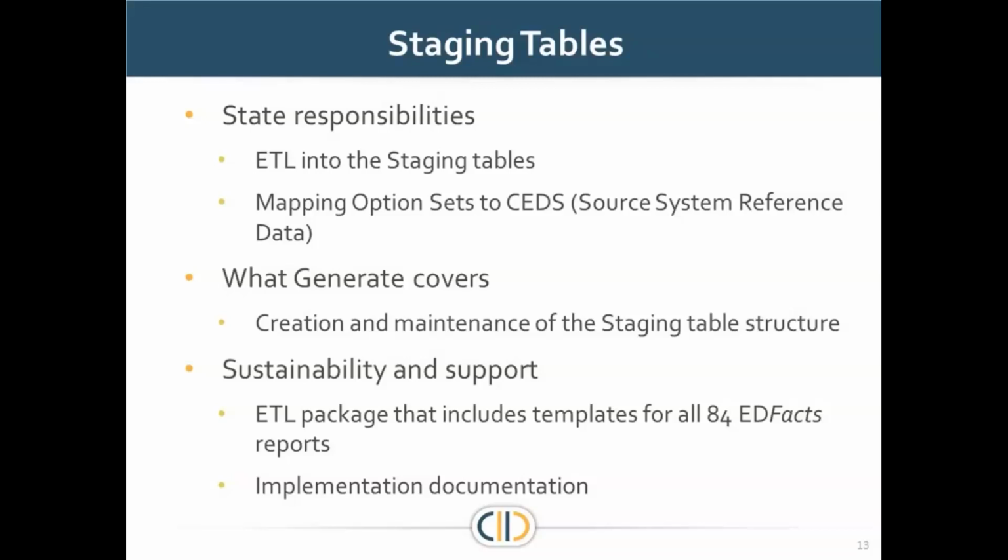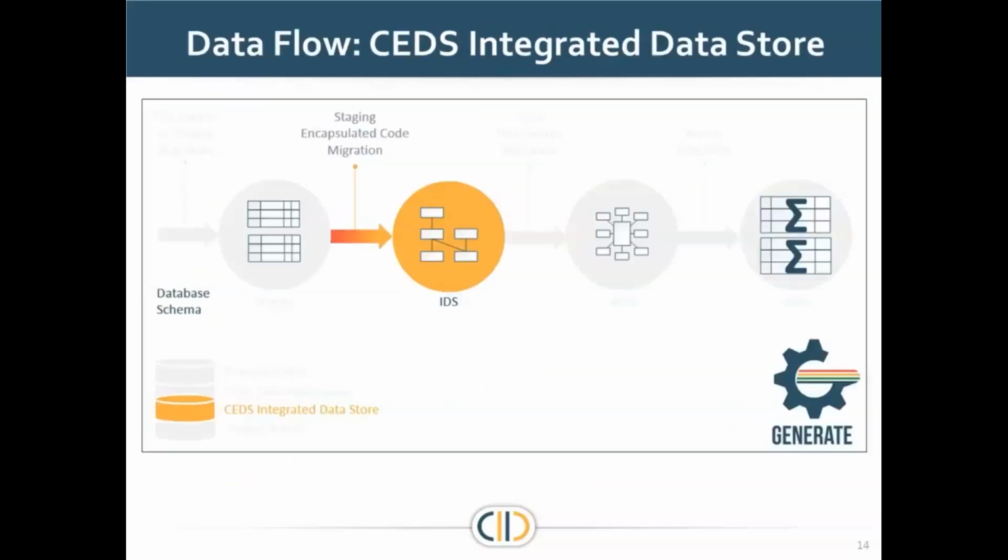So that's step one: get your data into staging. Once your data is in staging, it now has to move into the integrated data store, and this is the normalized section. I spent quite a bit of time on staging because that's where the primary work from the state is going to occur. At that point, the data must move out of the staging tables and into the CEDS IDS, the integrated data store.